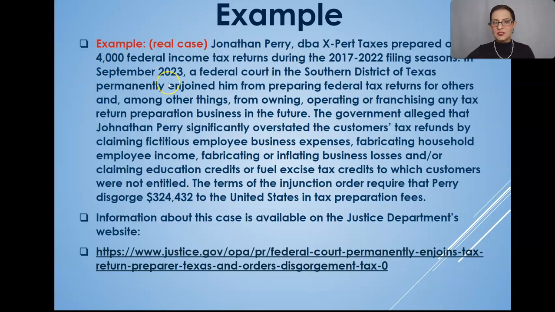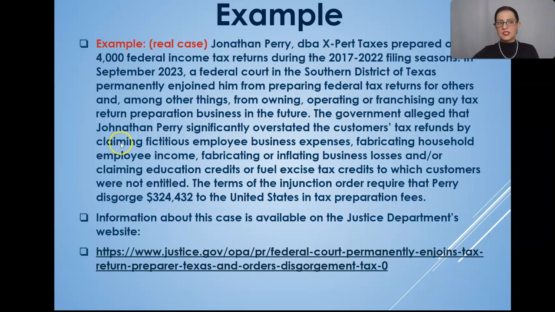In September 2023, a federal court in the Southern District of Texas permanently enjoined him from preparing federal tax returns for others and, among other things, from owning, operating, or franchising any tax return preparation business in the future. So he was barred by the court from preparing returns altogether, cannot prepare tax returns anymore. And then he's also not allowed to own a franchise or a tax practice in the future. He's not allowed to do any of that.